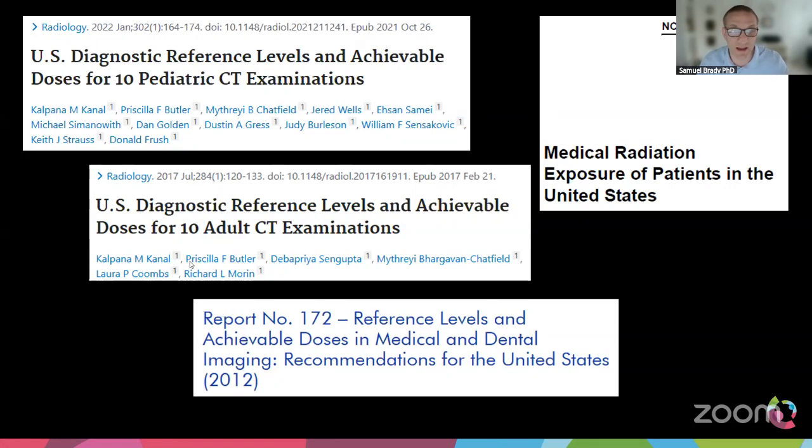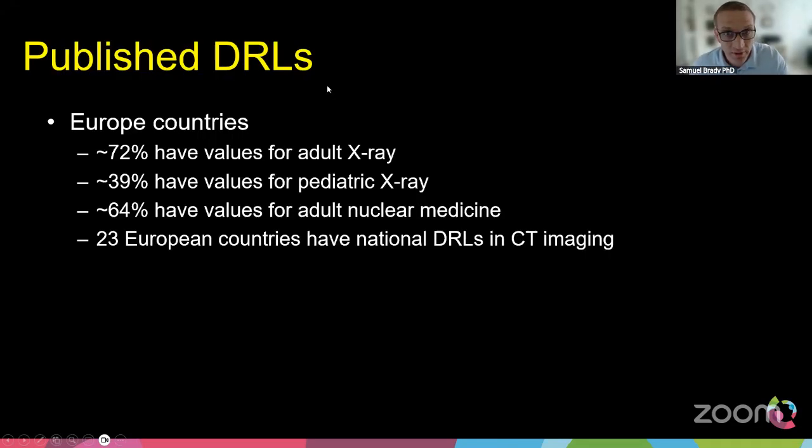But here are some examples of those ACR CT DRLs publications for both adults and pediatrics. Here's that report 172 and 184, all of which are downloadable. I believe the NCRP reports cost money to download, but the ACR reports, these two in the middle, are free to download.